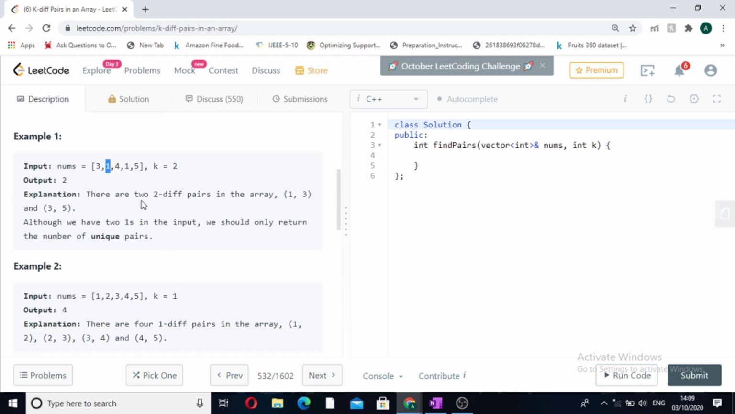That is, in this case, suppose one pair is this 3 and this 1, and another pair is this 3 and this other 1. But these two pairs are not different, so we will not take both, and we will count these pairs as 1. So now let's look at the approach of this question.